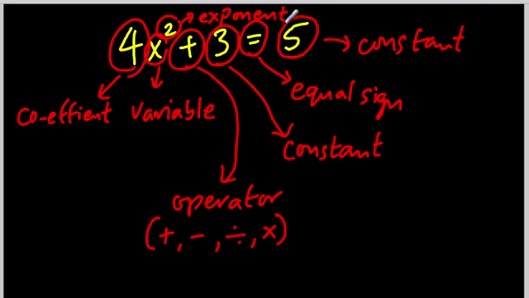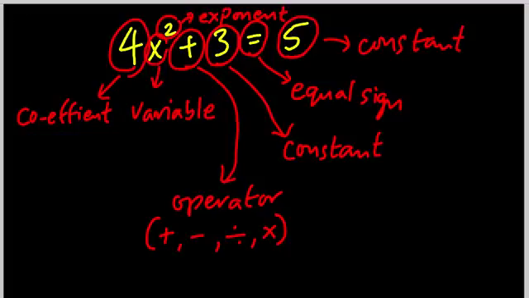Okay, so just to go over this again, if you have a variable and a number right in front of it, that's called a coefficient. It's really important to know that. The x is the variable, its exponent is 2. We have the plus operator over here, the constant of 3, an equal sign, and 5.